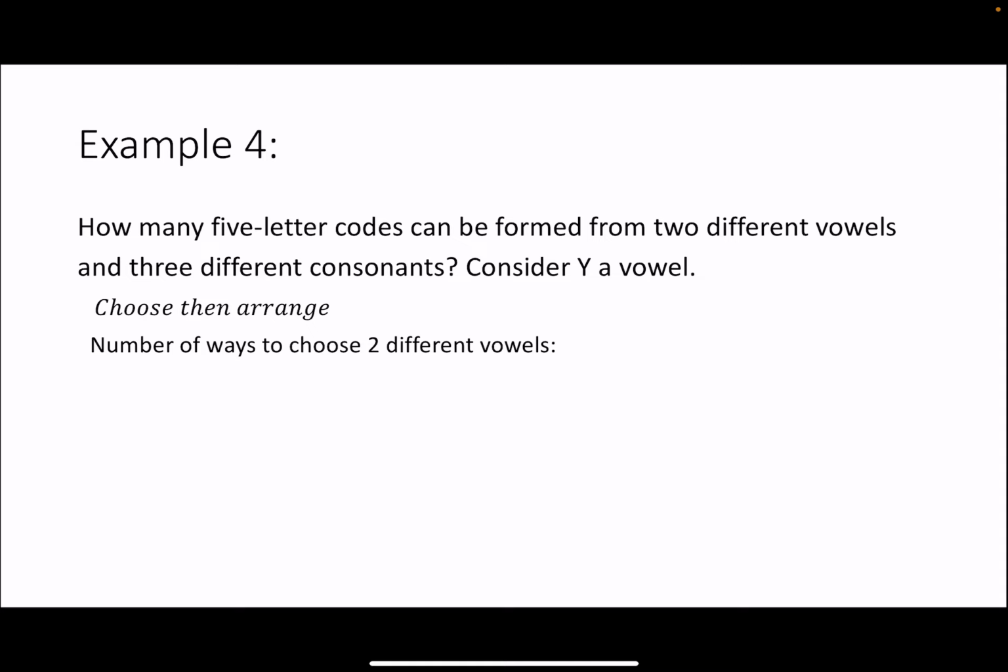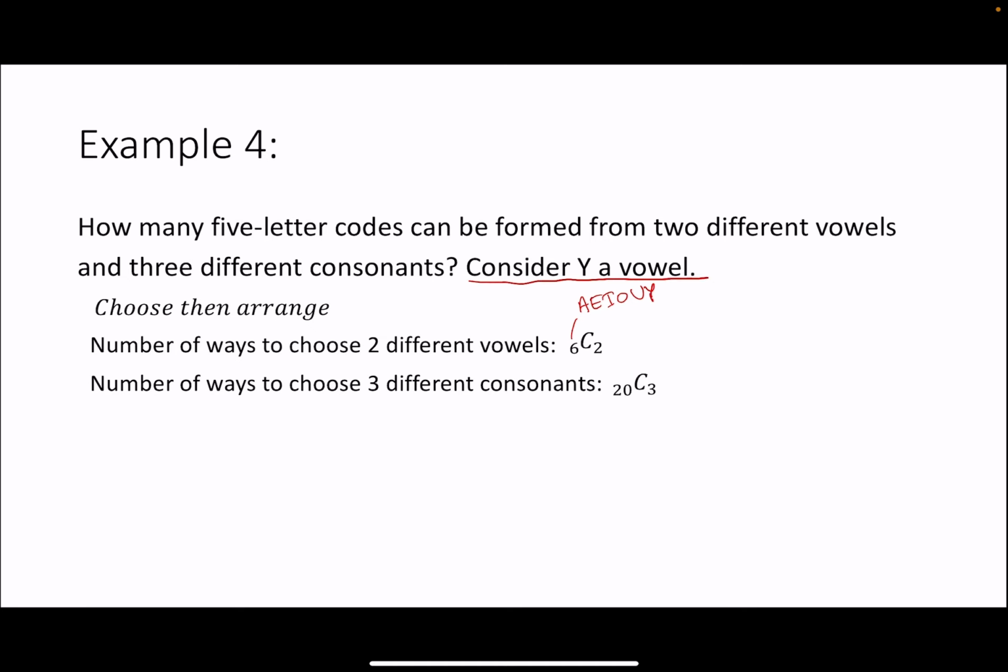So the number of ways to choose 2 different vowels, and then the number of ways to choose 3 different consonants. So it's 6 choose 2. So 6 comes from A, E, I, O, U, and it says consider Y a vowel. So then there's 6. And then there's 20 consonants. That's just 26 minus 6, since there's 26 letters. And we're choosing 3 different consonants.